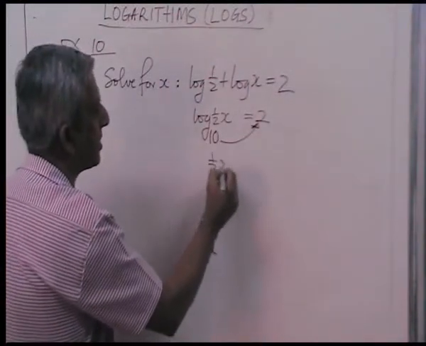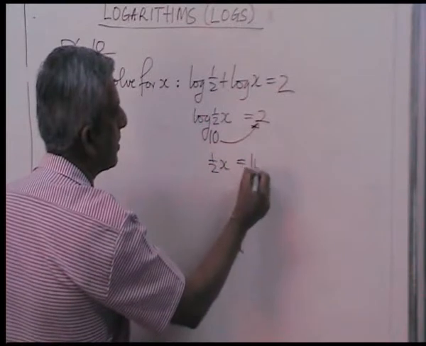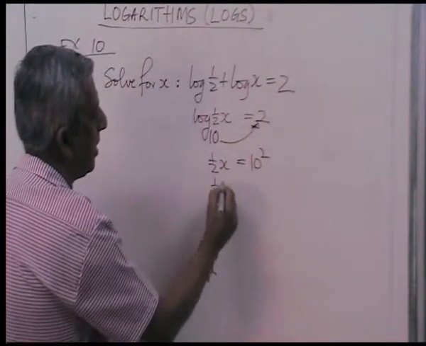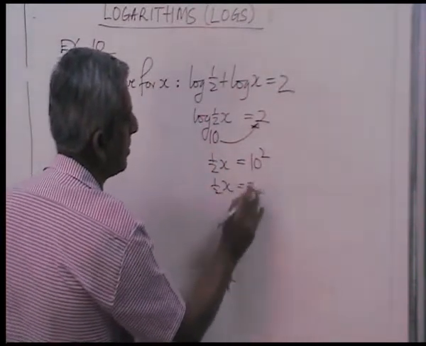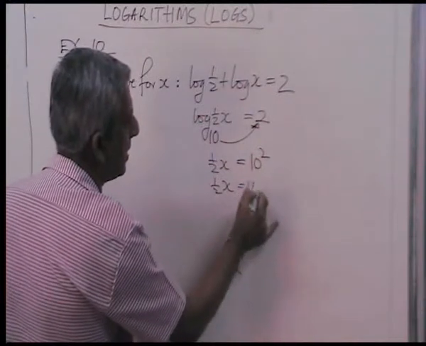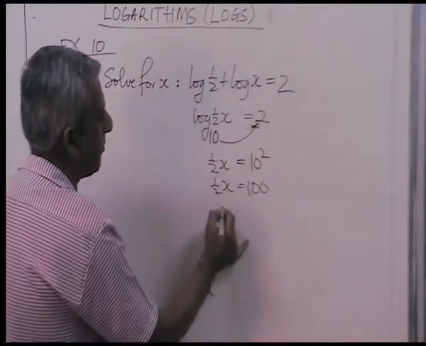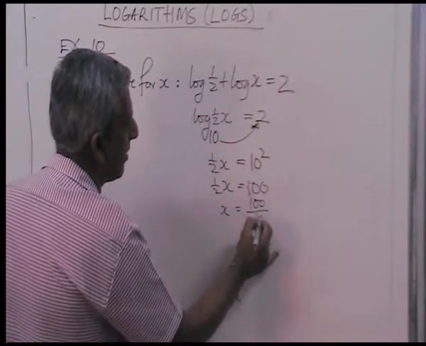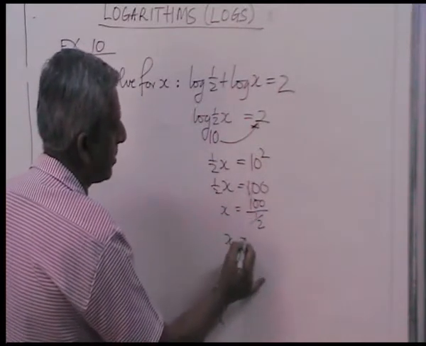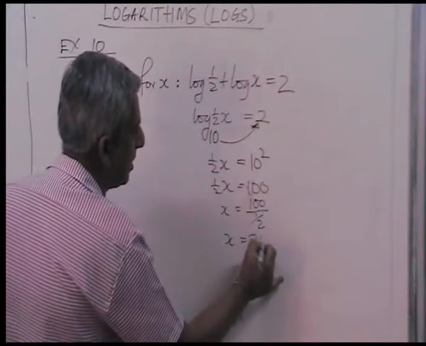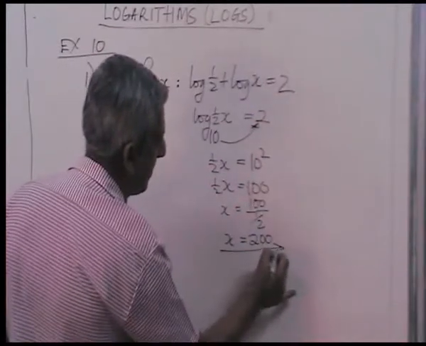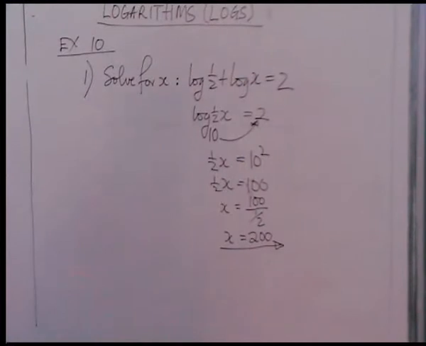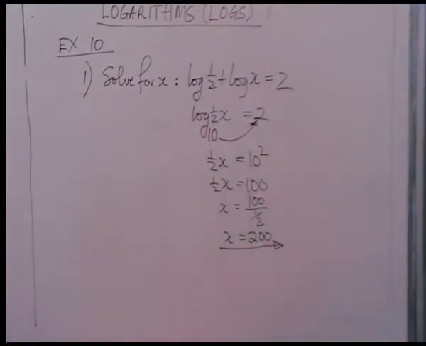And now I'm going to convert to index form. So half x is equal to 10 squared. Half x is equal to 100, since 10 squared is 100, and therefore x is equal to 100 divided by half, so x is equal to 200. Alright, that was number 1.